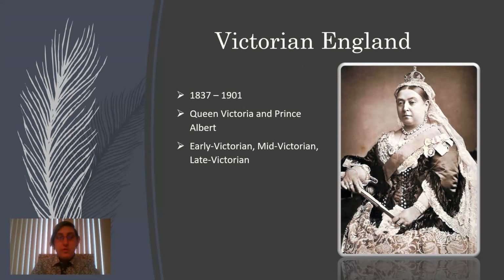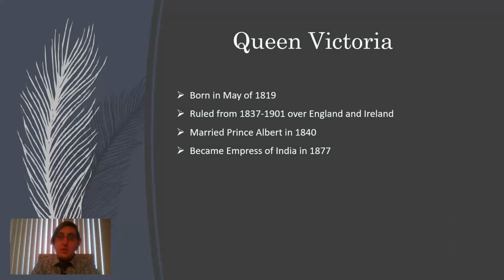Victorian England, the Victorian era, was from 1837 through 1901. It was ruled by Queen Victoria and her husband Prince Albert, and was separated into early Victorian, mid-Victorian, and late Victorian periods. Queen Victoria was born in May of 1819, and she ruled over England and Ireland. She married Prince Albert in 1840, and eventually became Empress of India in 1877.